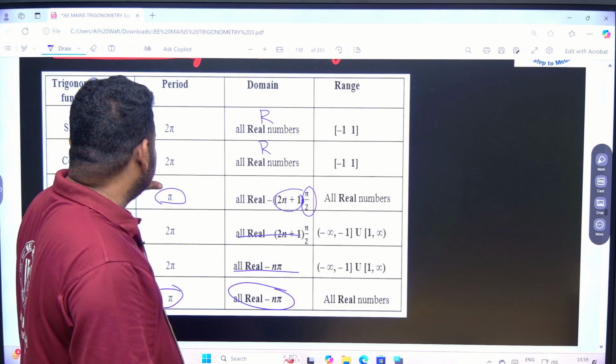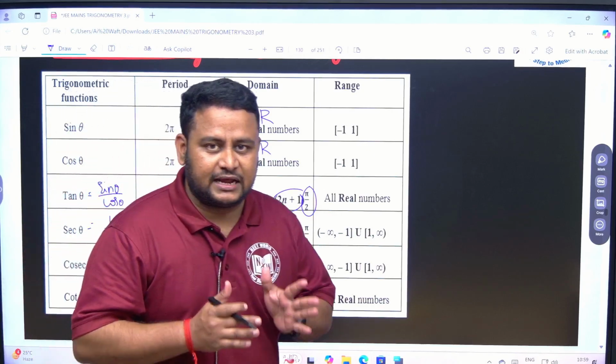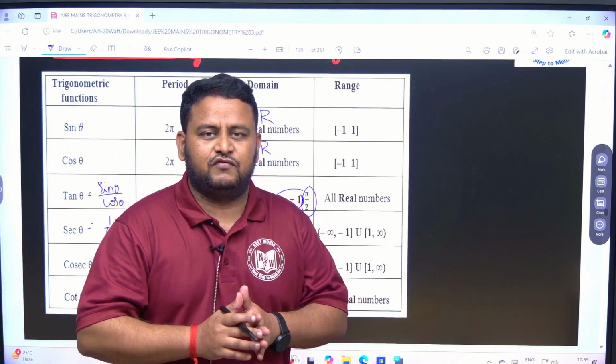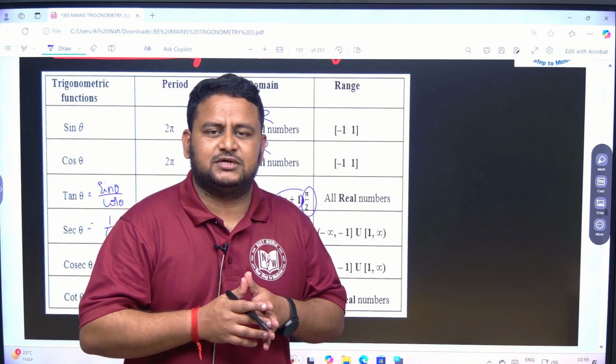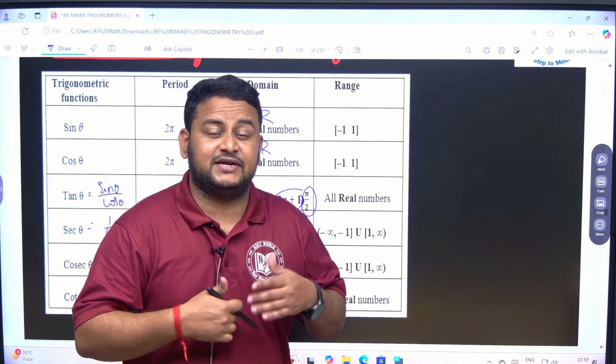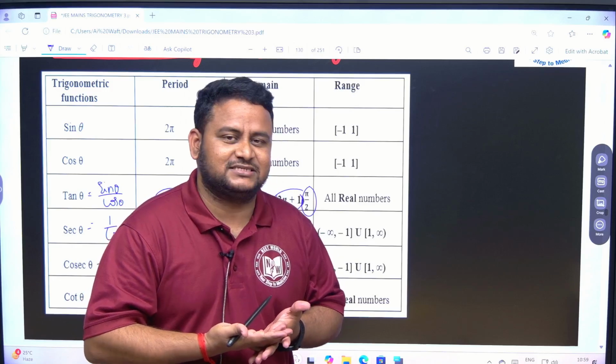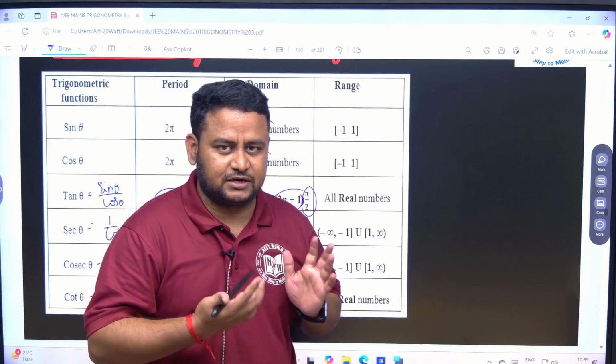And also when you talk about period, I told you, remember again. For all the trigonometric ratios the period is 2 pi. But when it comes to tan and cot, it is pi. Got it, friends? You have to remember like this.